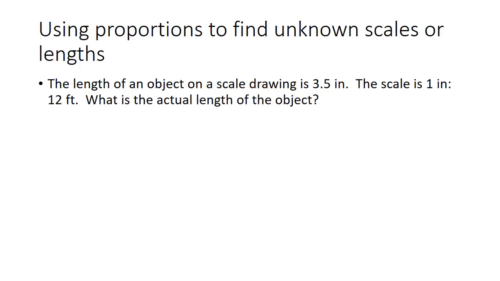So let's try this one. If we know the length of an object on the drawing is 3.5 inches and the scale is 1 inch to 12 feet, then what's the actual length of the object? So once again, we're going to do our scale over actual. So our scale is 3.5. We want to know our actual, so that's where our x is going to go. Our scale is 1 inch, and our actual is 12 feet.